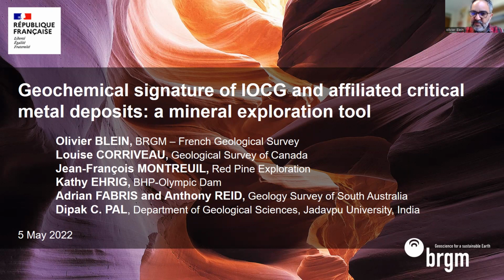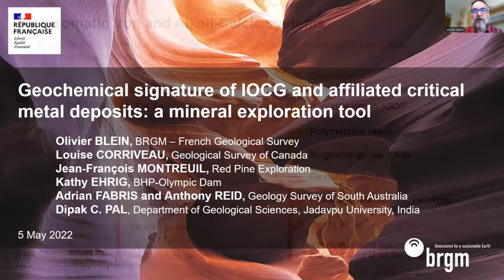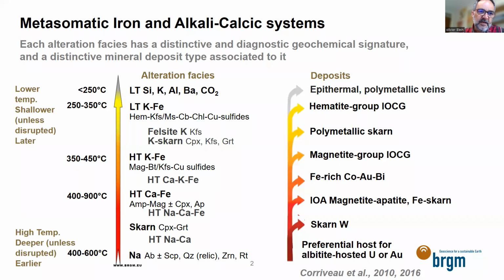To characterize the metasomatic footprint in IOCG environment, we will use major elements from whole-rock chemical analysis to characterize different hydrothermal alteration. Here, a model proposed by Corriveau et al. explains the different alteration phases observed in metasomatic iron and alkali-calcic systems. Each alteration phase has a distinctive and diagnostic geochemical signature and a distinctive mineral deposit type associated with it.